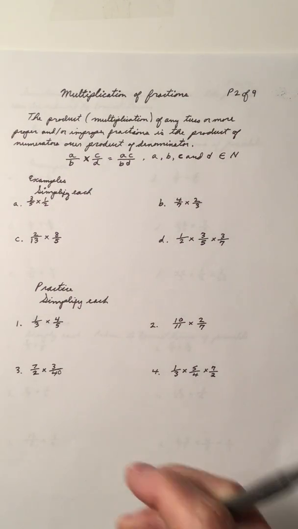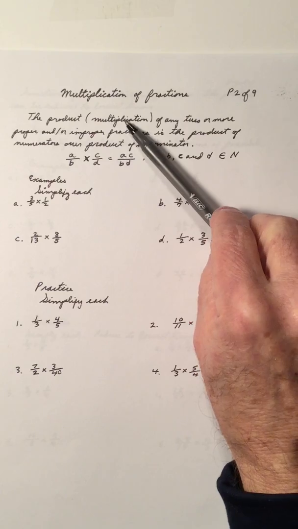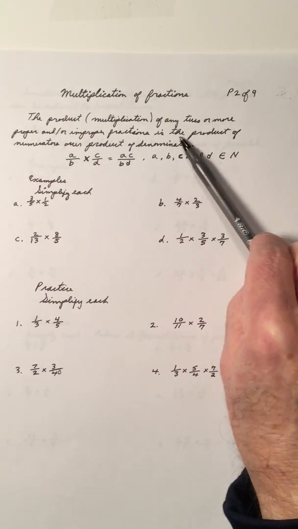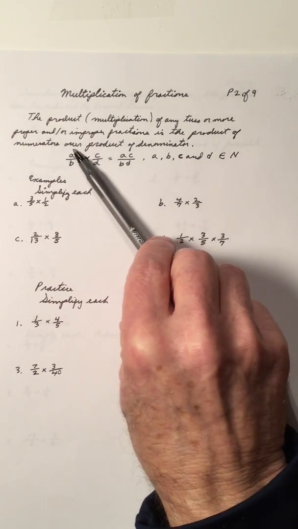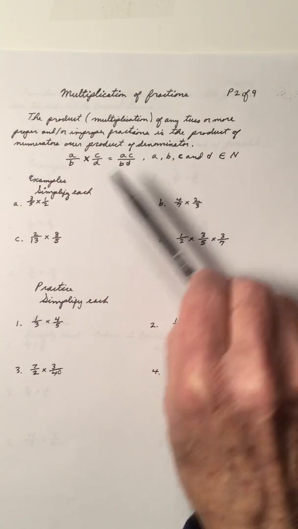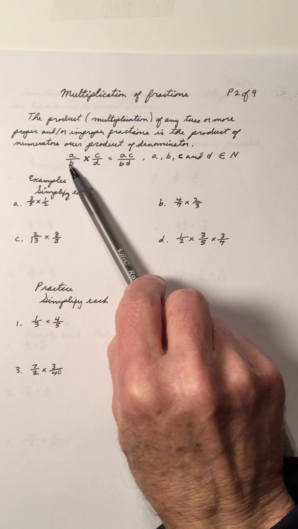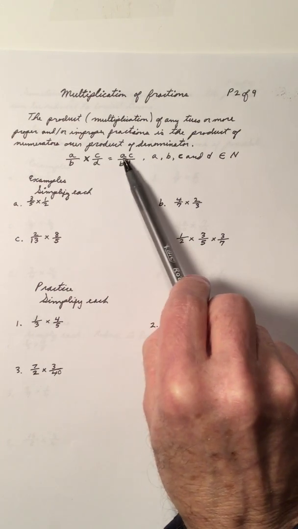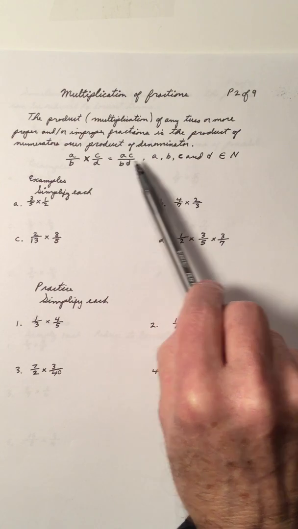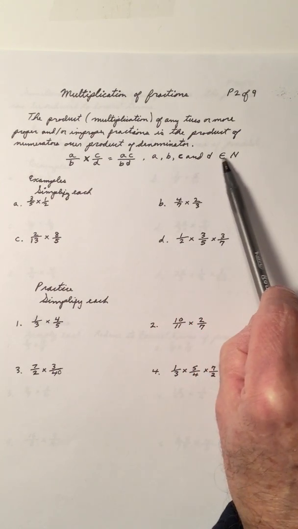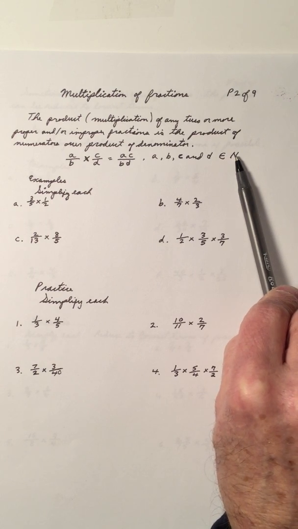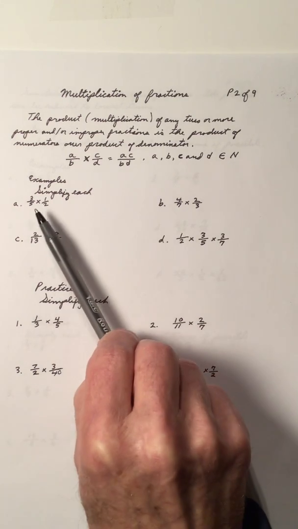Multiplication of fractions. The product of any two or more proper or improper fractions is the product of the numerators over the product of the denominators. A over B times C over D: you multiply A by C and B by D. A, B, C, and D belong to the natural numbers. Again, not entertaining any negatives.